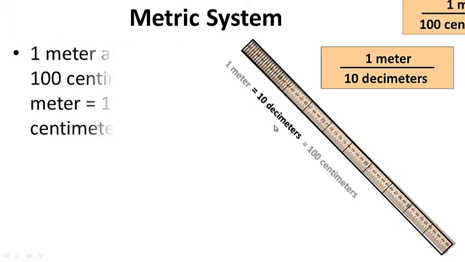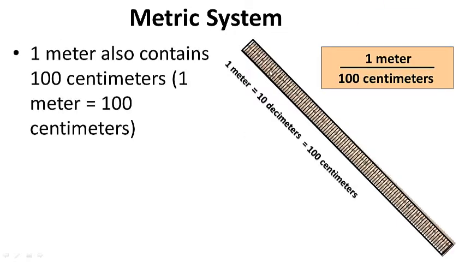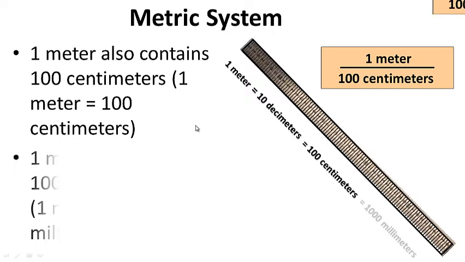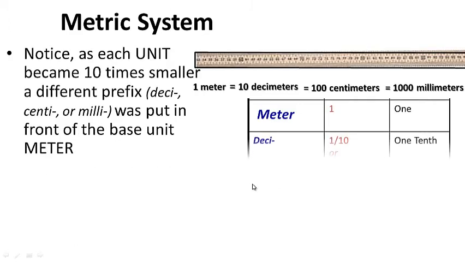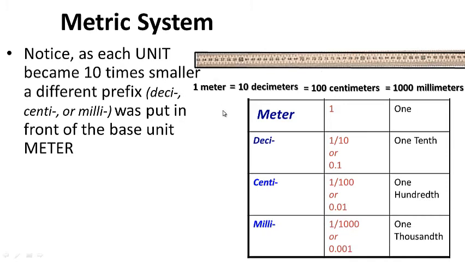1 meter also contains even smaller 100 centimeters. So in 1 meter we have 100 centimeters. And 1 meter also contains 1,000 even smaller millimeters in this ruler. So 1 meter has 1,000 millimeters. Notice each unit becomes 10 times smaller with a different prefix as we get down to our very, very small units here. Milli, 10 times smaller.